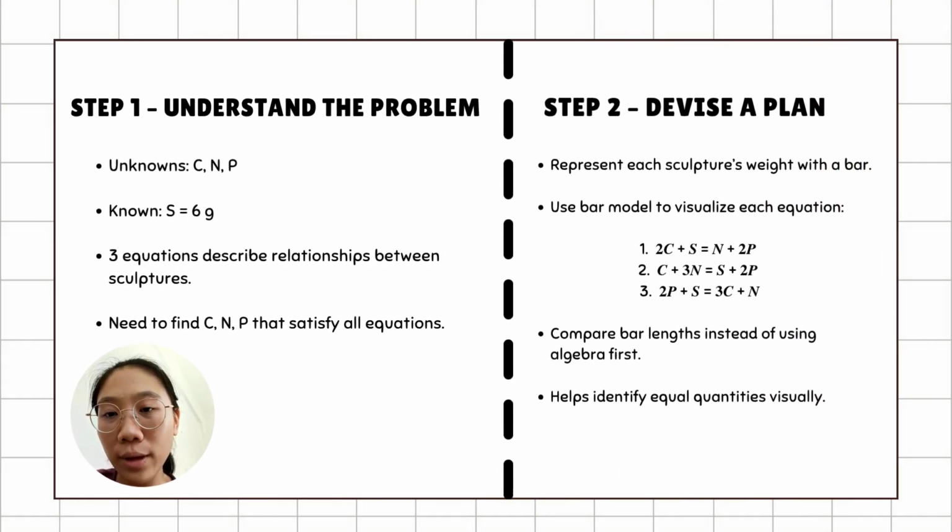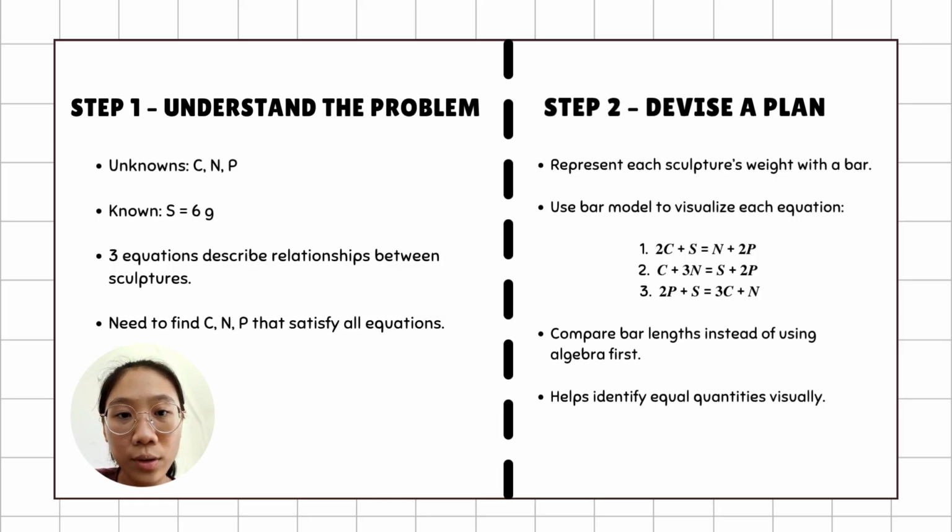Let's use Polya's four steps to solve the question. For step 1, we need to understand the problem. From the question, we know the unknowns are C, N, and P, and we know that S is equal to 6 grams. There are three equations that describe the relationships between the sculptures. Lastly, we need to find C, N, and P that satisfy all the equations.